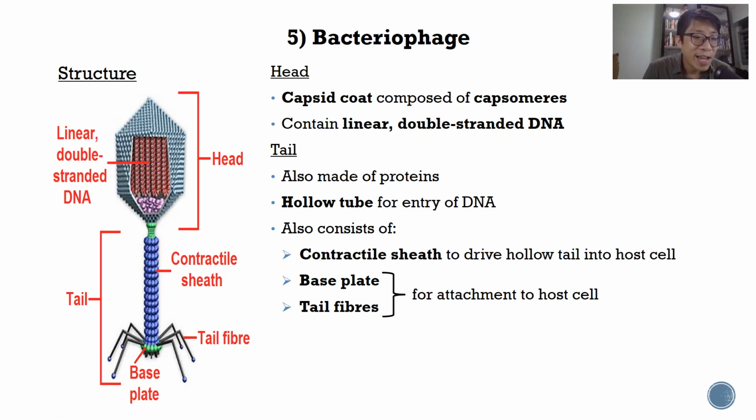Okay, so the base plate and tail fibers function to bind to specific receptors on the bacterial host cell that the virus is going to infect. The contractile sheath would contract, as the name suggests, and that would drive the tail into the bacteria. It will puncture the bacterial cell wall and drive the tail into the host cell. All right, and because it's a hollow tube, the linear double-stranded DNA is able to pass through this hollow tube of the tail into the bacterial host cell. Okay, we'll look at it in more detail a bit later when we look at the reproductive cycle.